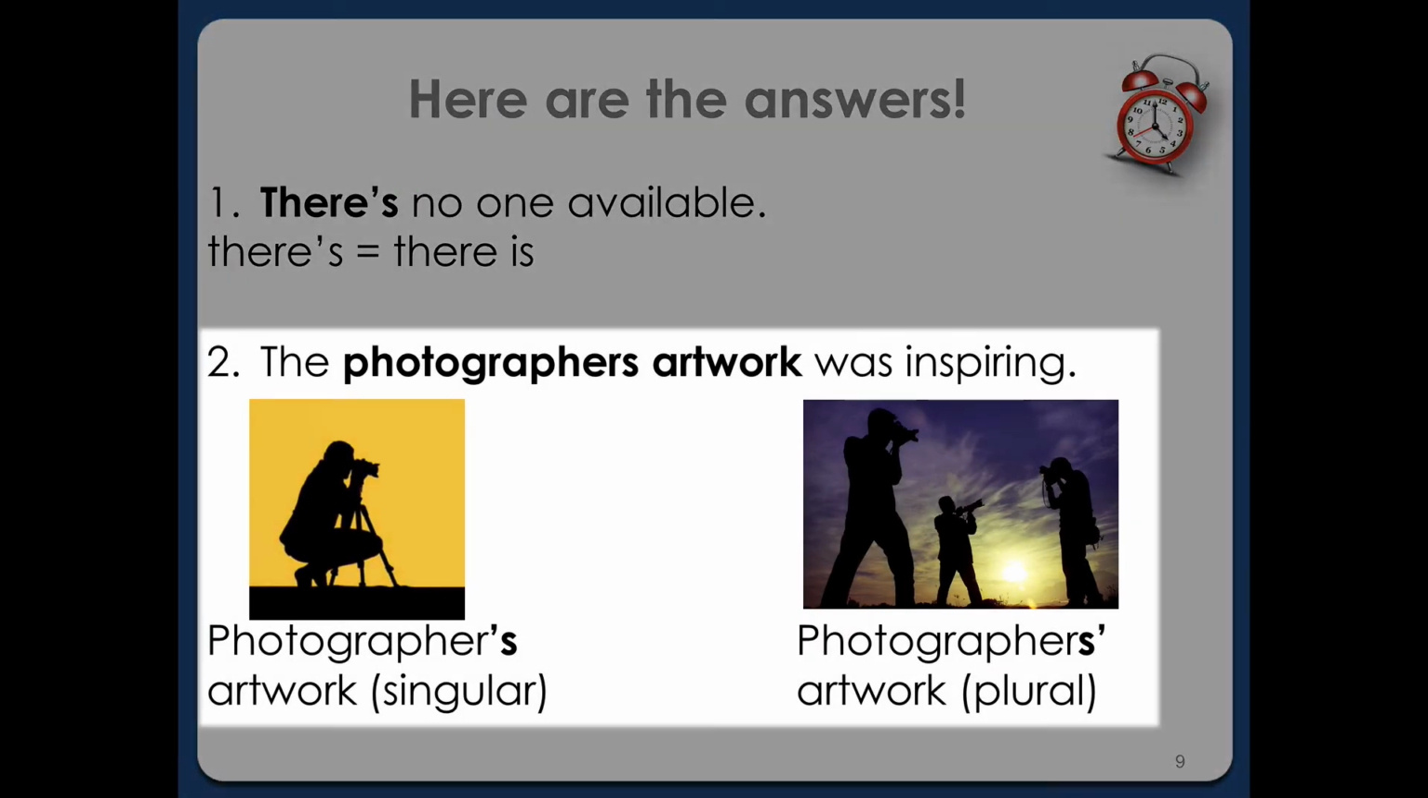In the second sentence, the apostrophe is used to indicate possession. When deciding the correct location of the apostrophe, we need to know whether the noun is singular or plural. So, if the writer is talking about one photographer, then we must use an apostrophe S. But if the writer is referring to more than one photographer, then the noun is plural. So, just add the apostrophe after the S.